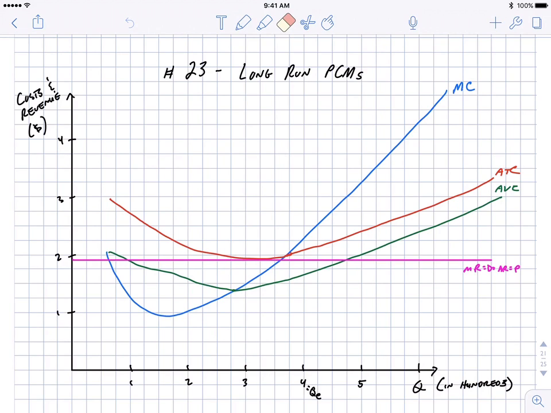Hi guys, let's look at our graph number 23 today, the long run perfectly competitive markets. And as we know from long run perfectly competitive markets, we will experience no economic profit. We have normal profit only. And this is a very typical looking graph.